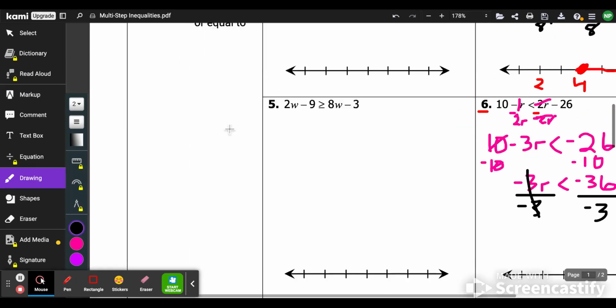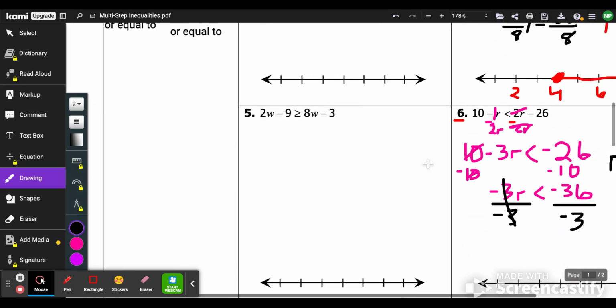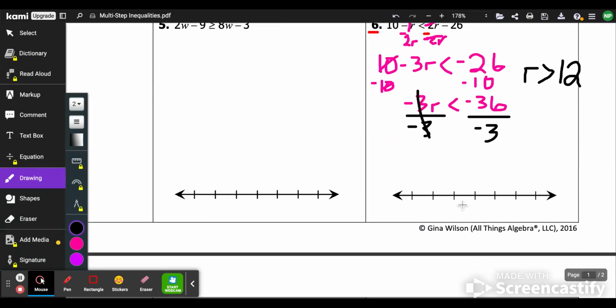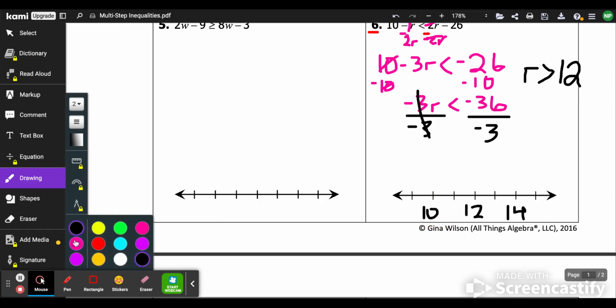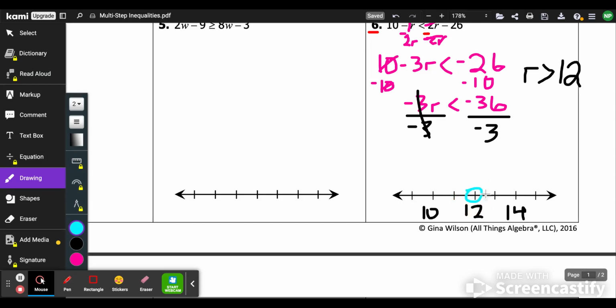So greater than means we have an open circle. I'm going to put my 12 in the middle. That is my preference. That doesn't mean that that's where you put it. 14, 10. It's an open circle. So that means that 12 could not be a solution. Open circle, 12 cannot be a solution. 13 can, 14 can, 15 can. 12 cannot, 11 cannot, 10 cannot. So it's not 12, it's numbers greater than 12. It could be 12.1. 12.1 would work, but not 12.